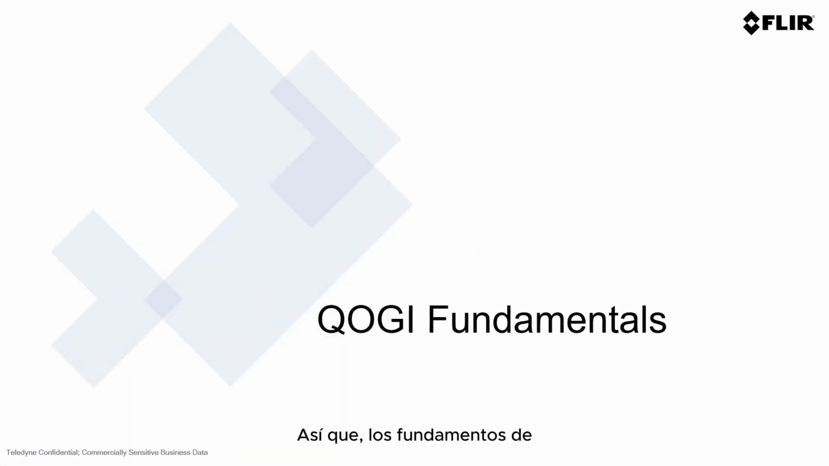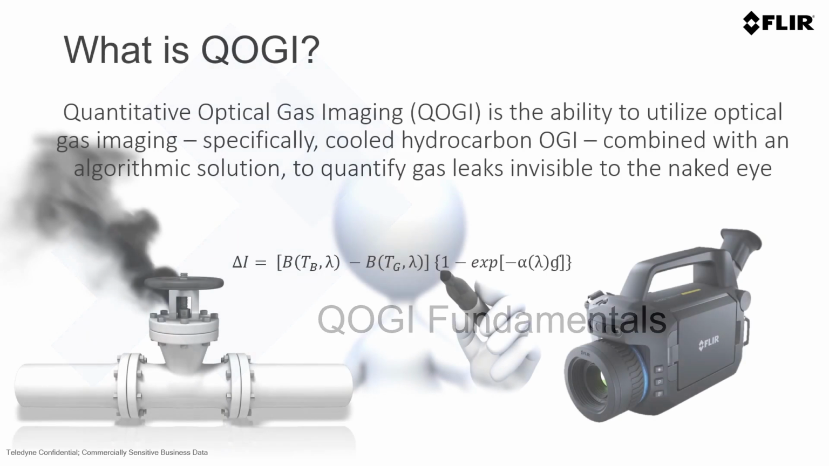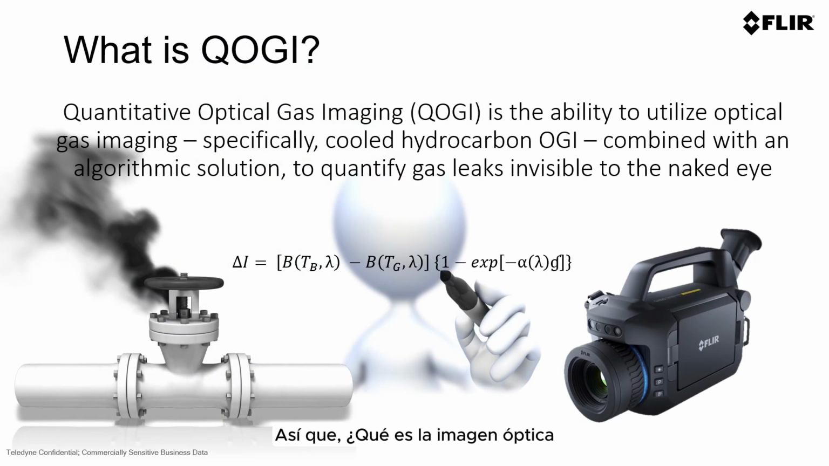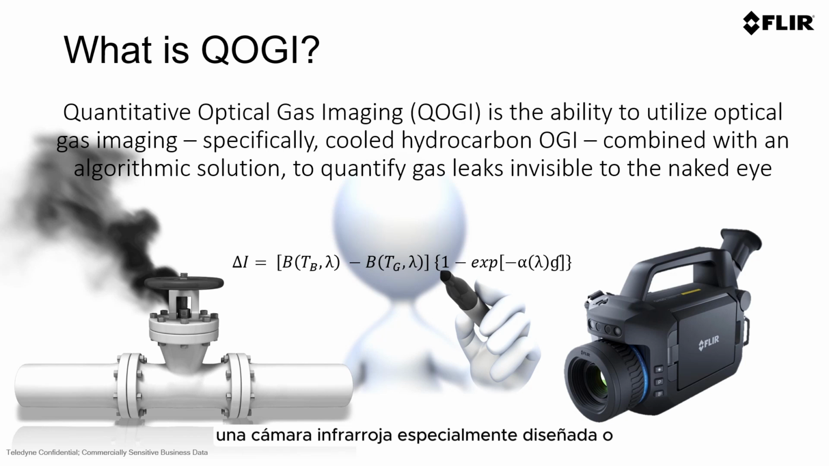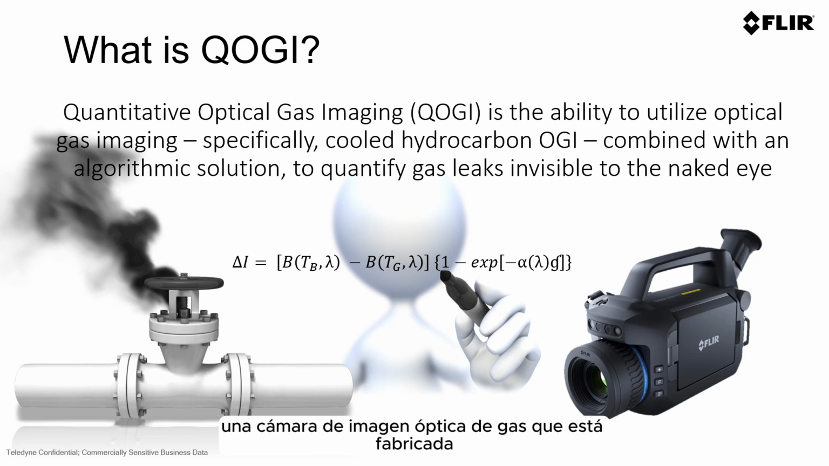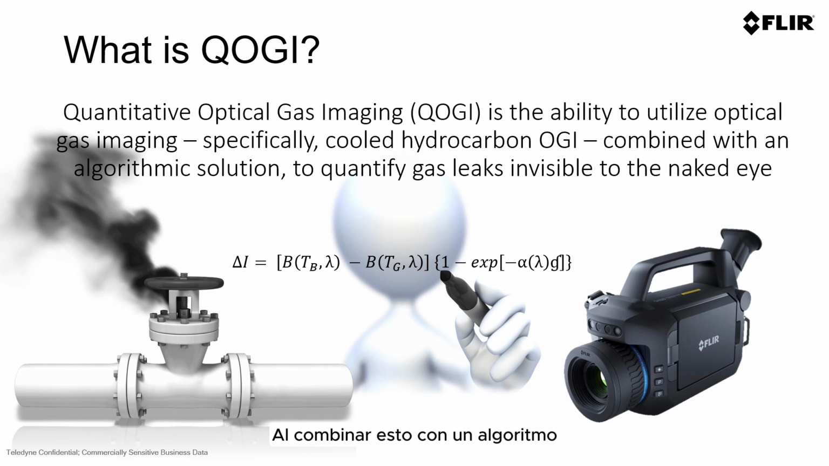So, the fundamentals of quantitative optical gas imaging. What is QOGI? Quantitative optical gas imaging is the ability to use a specially engineered infrared camera or optical gas imaging camera that's made specifically for hydrocarbon detection, and you combine that with an algorithm specific to that technology, and it allows you to quantify invisible leaks that you cannot see with your naked eye.